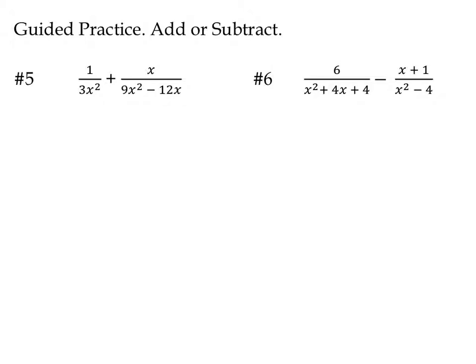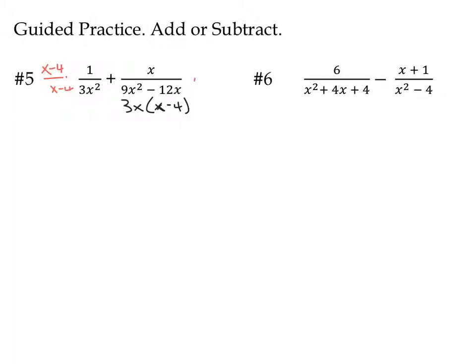We don't need to do anything there. But the second fraction, we can factor the denominator to 3x and x minus 4. Okay? And so now we can look and we can see in that first denominator, we have 3x squared. I don't see an x minus 4 there. So we're going to need to multiply by x minus 4 over x minus 4.